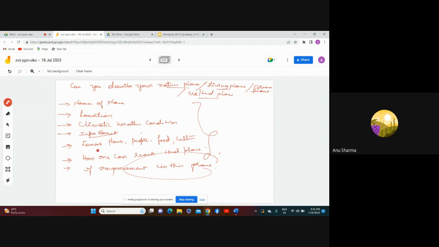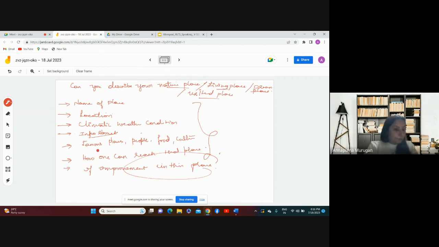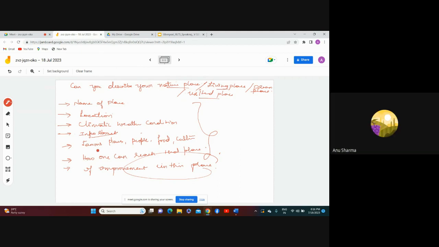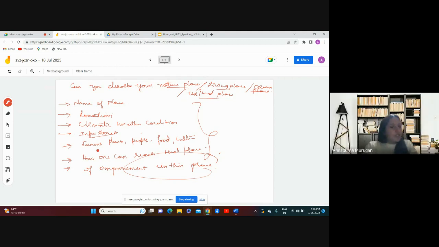Sorry, is this section based on cue card or intro question? This is intro questions only. We are talking about the first task only.